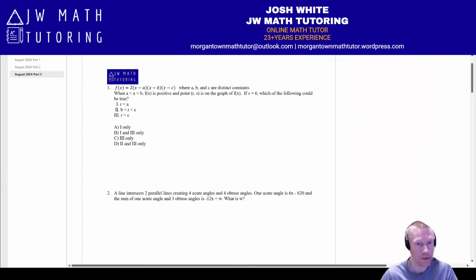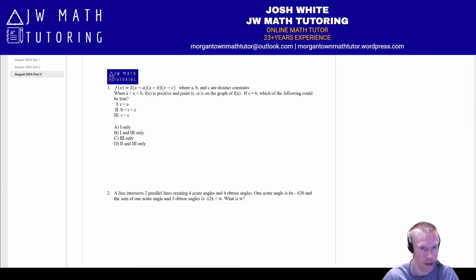All right, so starting off with this first one, this is a fairly tricky one that I've seen a number of people post about. So basically, this function is positive between a and b. Okay, so a is a zero or an x-intercept. b is also a zero or an x-intercept. Same thing with c. So a, b, and c are all x-intercepts, or zeros, roots, whatever you want to think about them. All right, and then we also have some point on this graph, r comma s.